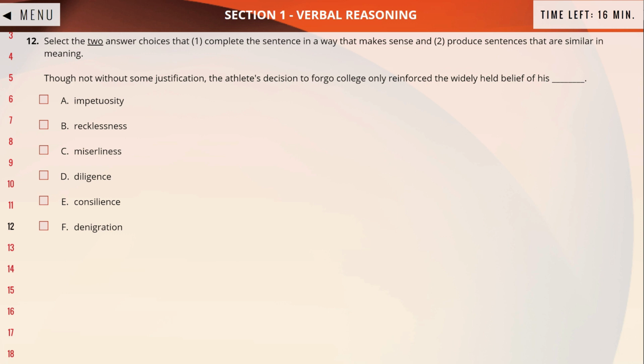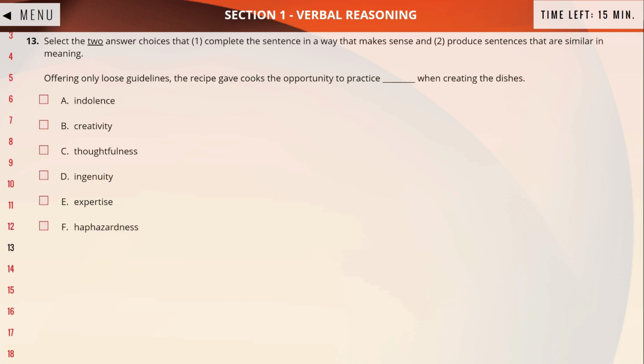Though not without justification, the athlete's decision to forego college only reinforced the widely held belief of his. If we're saying though not without some justification, we're basically saying this is a silly decision. You've got some justification, but it's silly. So it reinforced the widely held belief of his silliness, his impetuosity, being reckless. They're similar. Denigration is way too harsh. Consilience, I still don't know that word. Diligence is positive. Miserly is with your money. So basically he's being reckless by foregoing college. They're both negative words that are not too harsh.